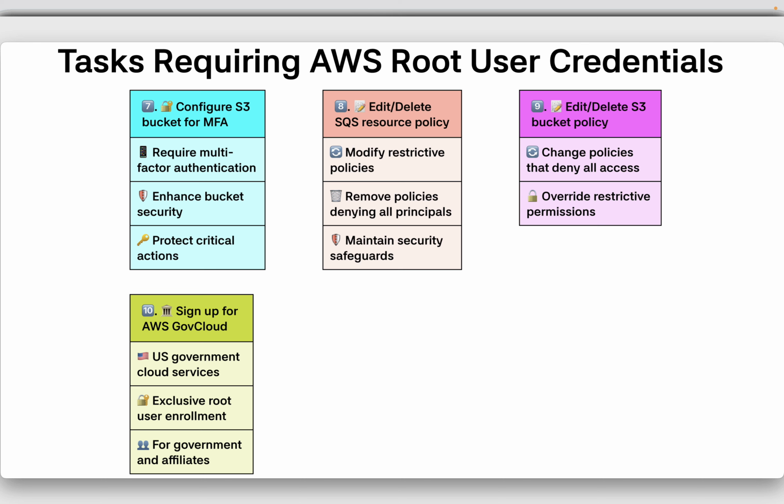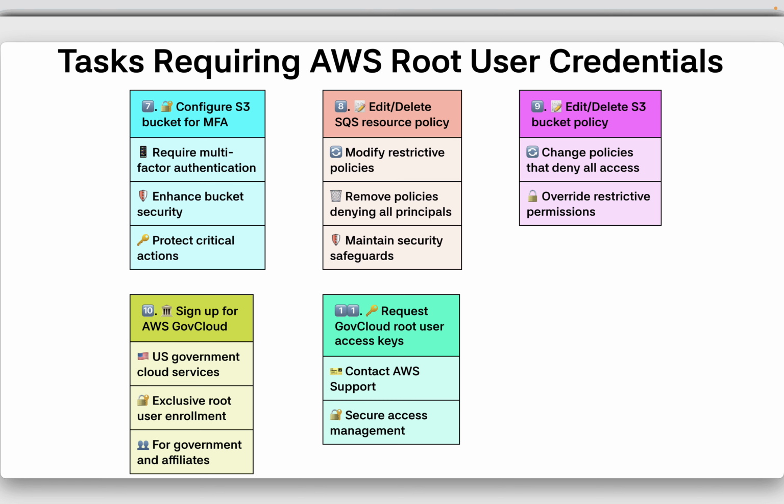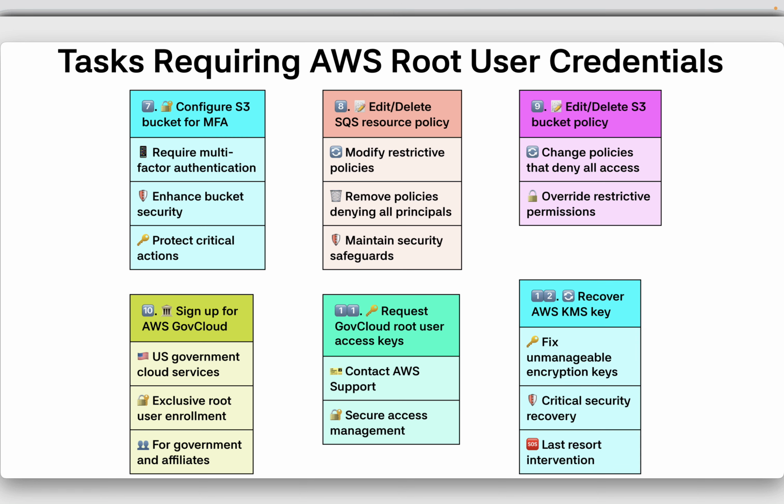Sign up for AWS GovCloud, only in US. So exclusive access for root users to enroll in AWS services for US government and affiliates. Request GovCloud root user access keys can be done only by the root user through AWS support for secure access. Recover AWS KMS key, Key Management Service key. In case an AWS Key Management Service key becomes unmanageable, the root user action is required for recovery.